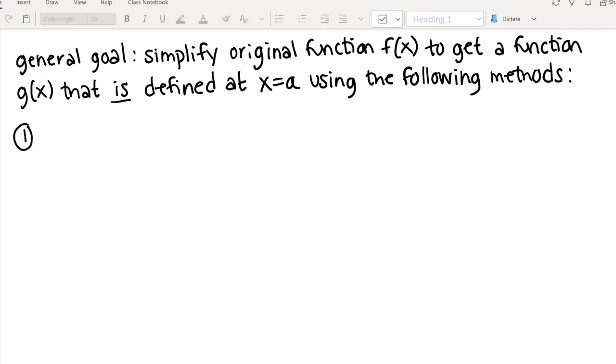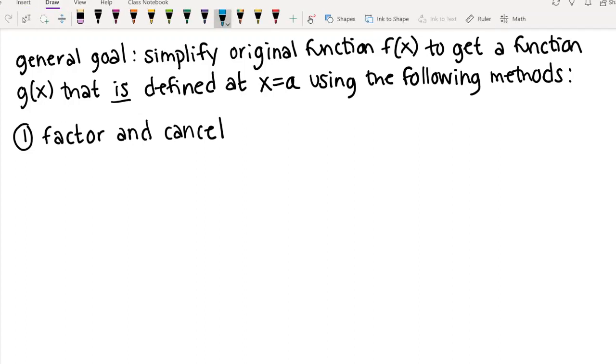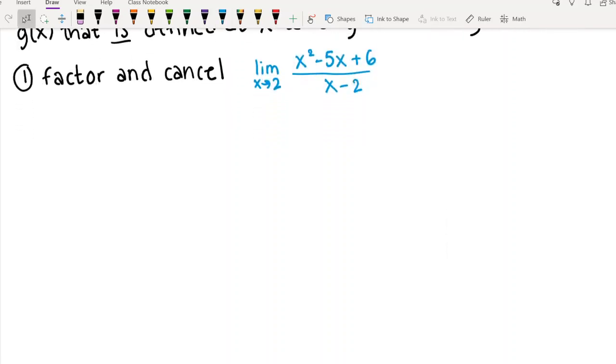So the first method that we saw last time was factoring and canceling. I'm not going to actually do out these examples that I'm writing down. I just want to have a reference example so you can see what type of scenario you would use this for. So you'd use that if you had something like the limit as x approaches 2 of x squared minus 5x plus 6 over x minus 2. Because if you were to factor the numerator, you could cancel it out with the denominator. So if you see that the numerator can be factored, and especially if you notice that something's going to cancel with the denominator, use this method.